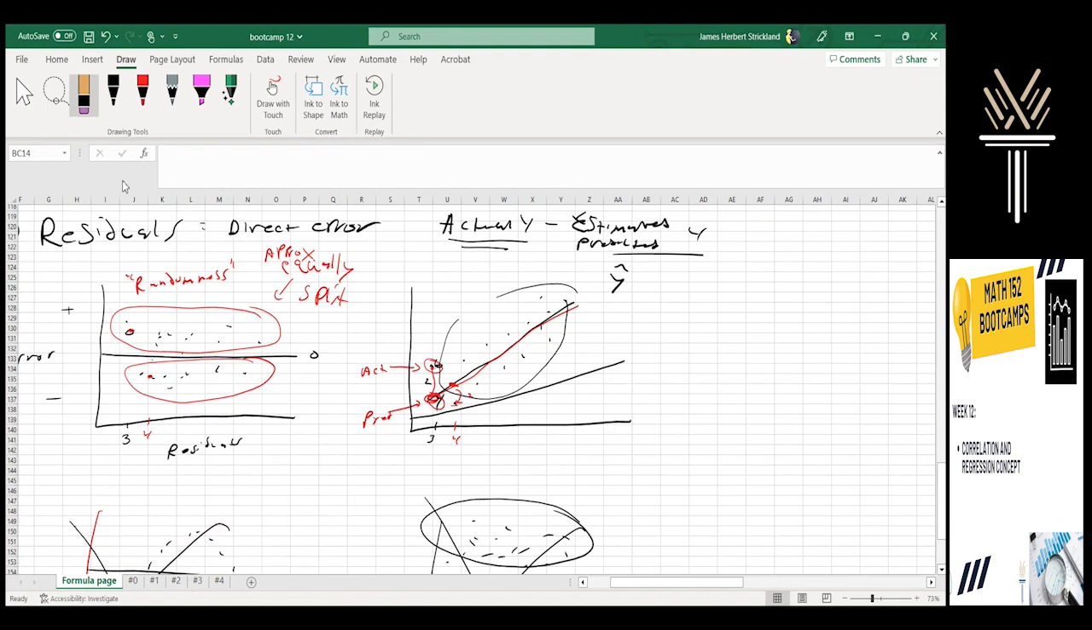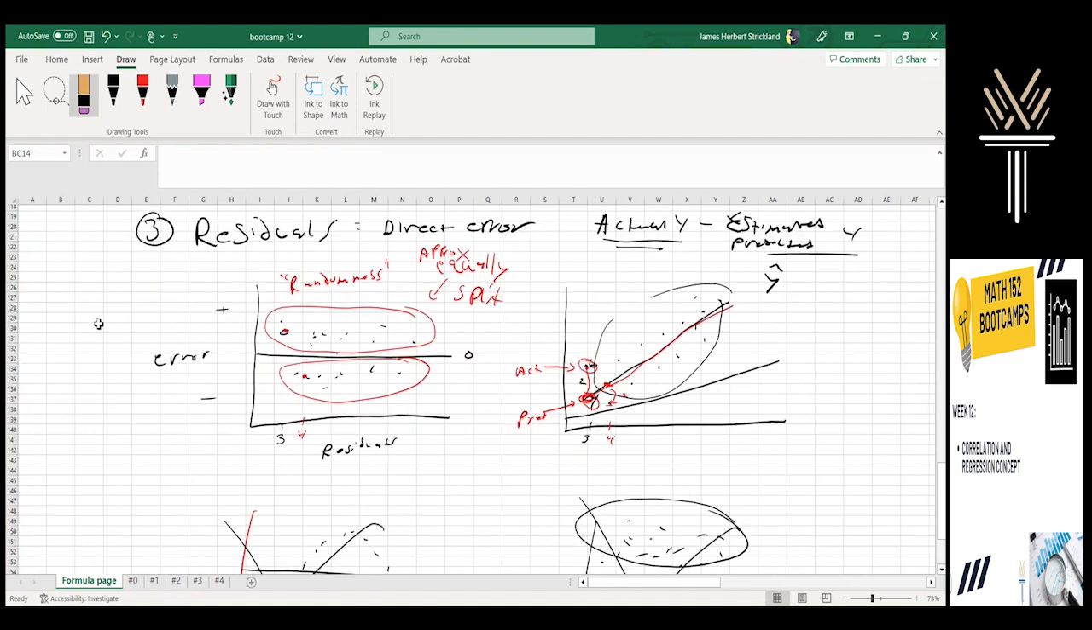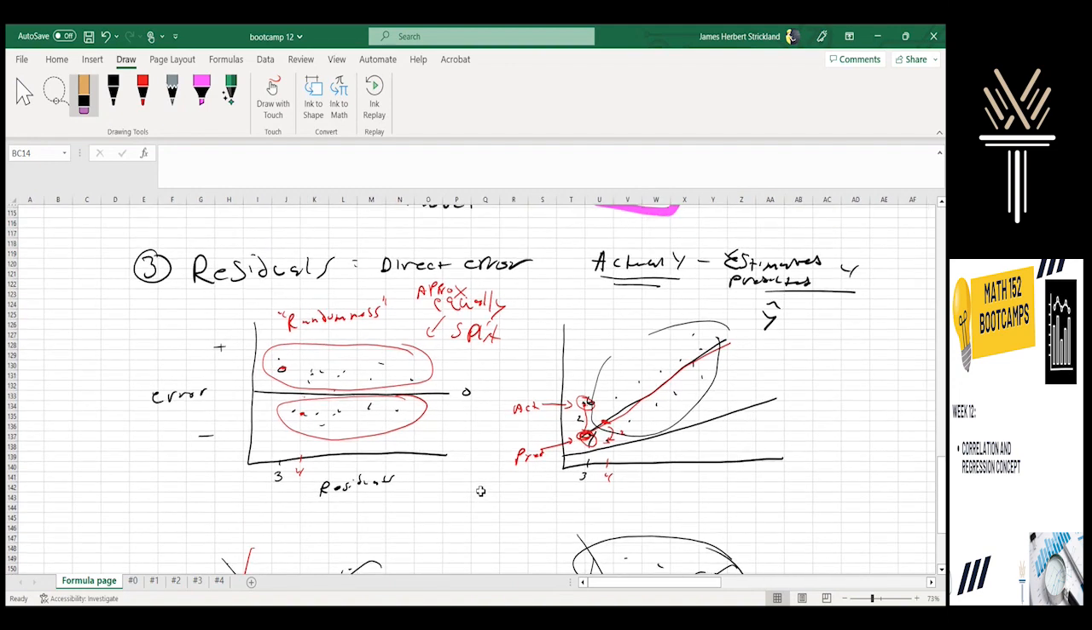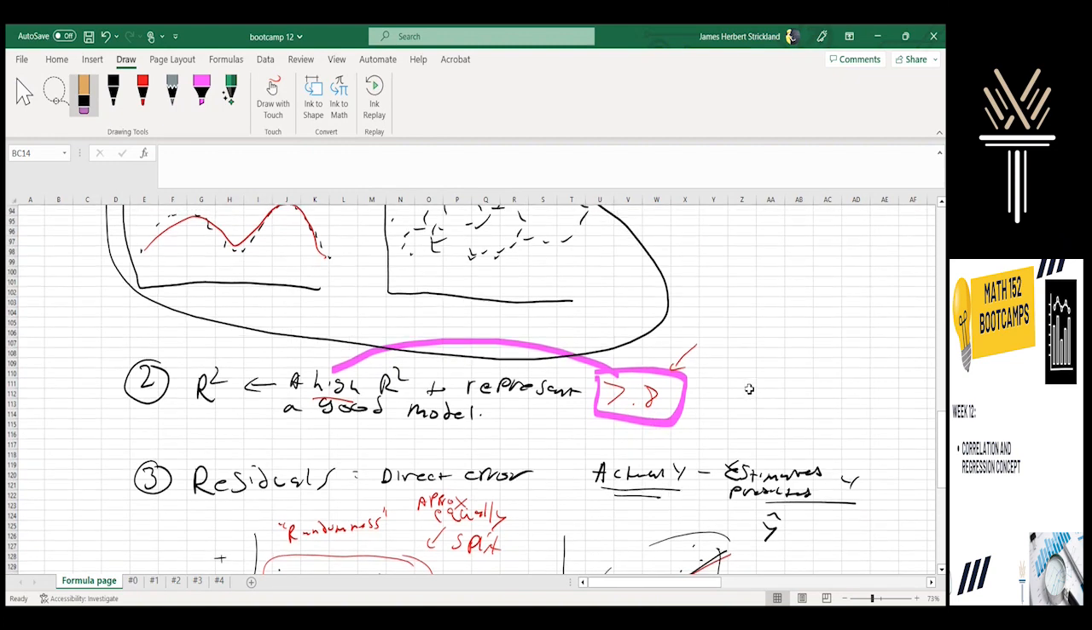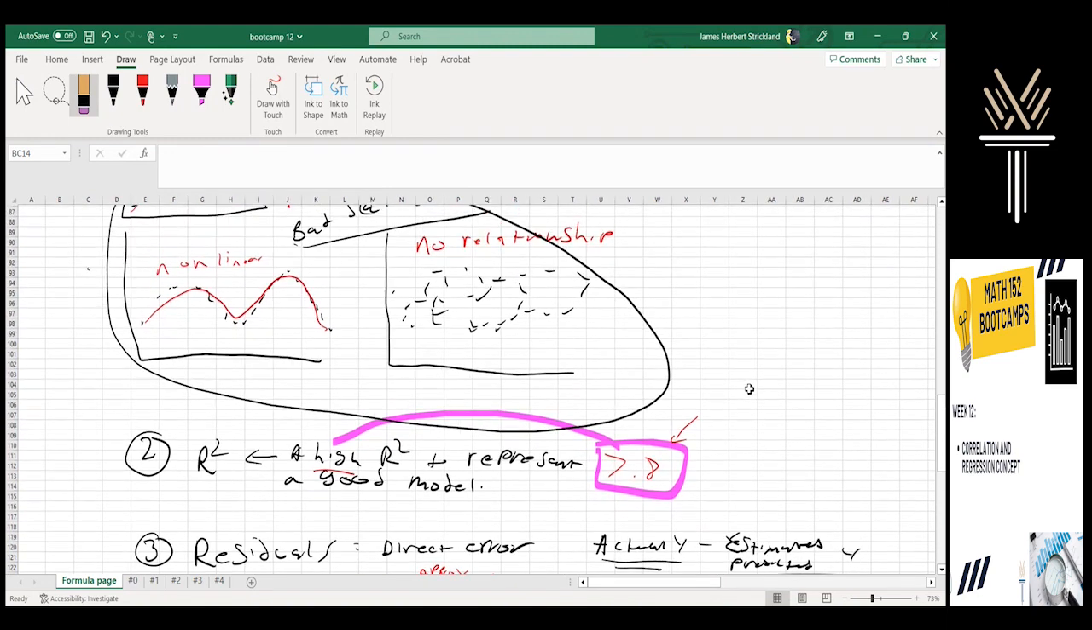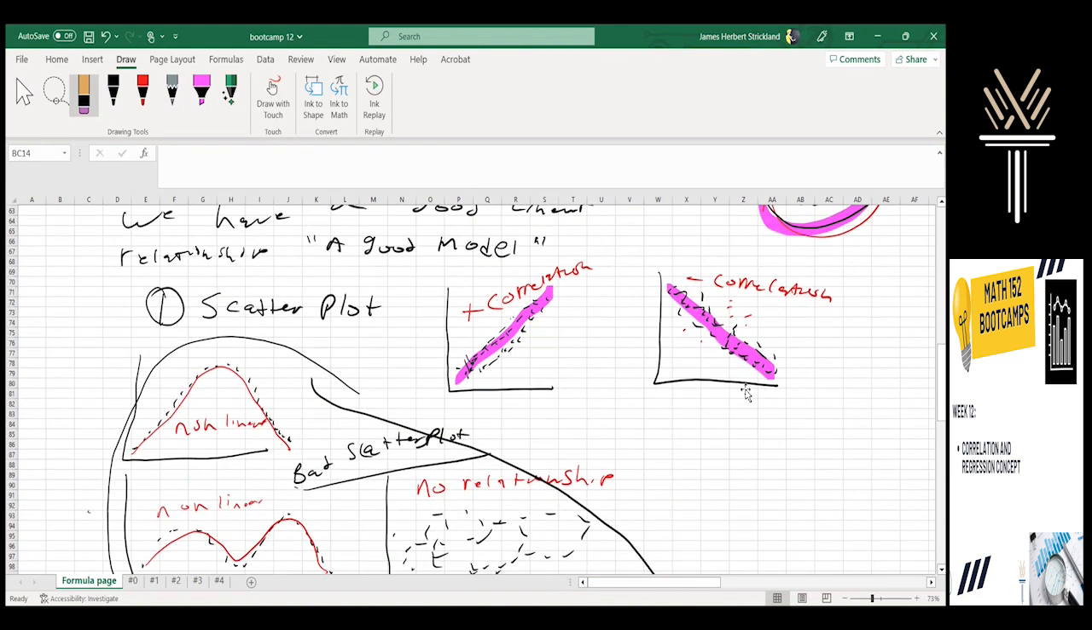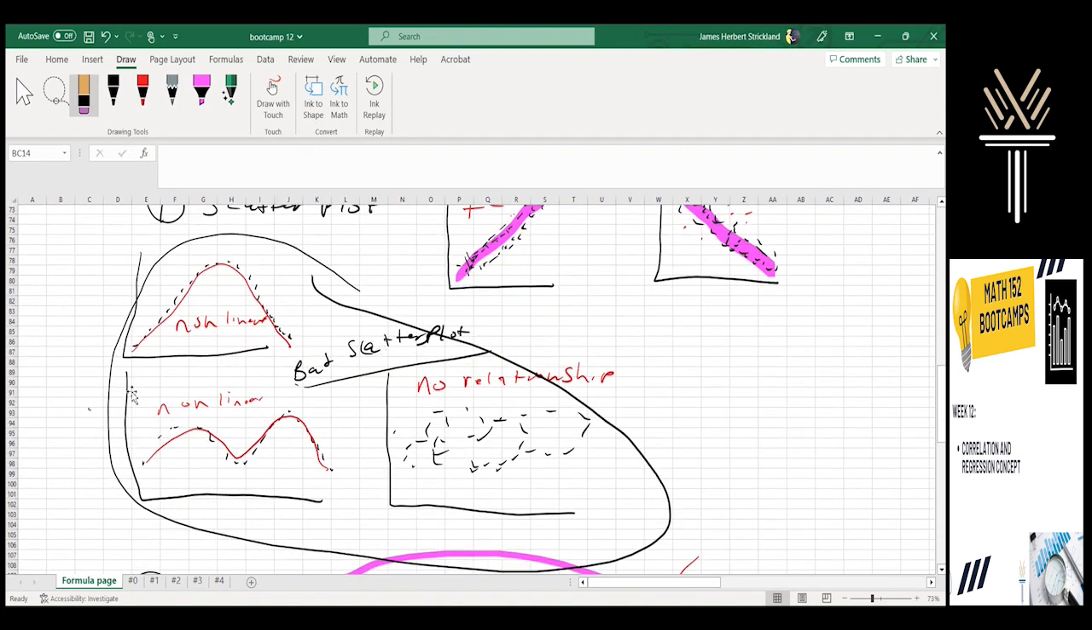So residuals, to recap, should look random and about equally split. They can be off by 1 or 2, but just generally. R squared for us is going to be greater than 0.8. Obviously, whatever your teacher tells you, use those numbers. So you definitely need to check your class because that number is arbitrarily defined, whatever your teacher defines it as. And then for scatter plots, we have a positive correlation or negative correlation is what we're looking for. The other 3 here are examples of bad relationships.